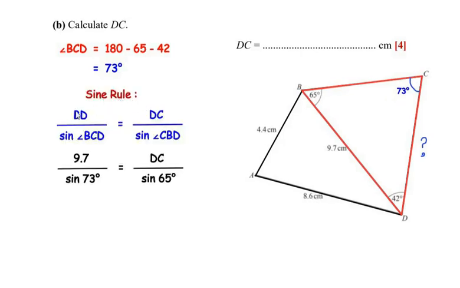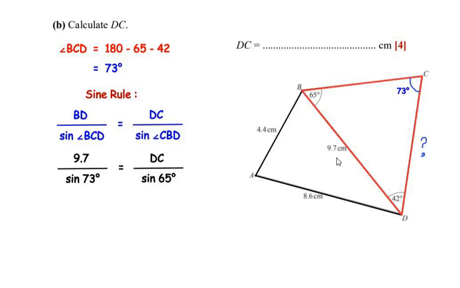So under the sine rule we have written the length of BD divided by the sine of the angle opposite to it, that is sine of angle BCD, is equal to the length of the missing side, that is DC, divided by the sine of the angle opposite to it, that is sine of angle CBD. Now once we have written the sine rule, we are going to plug in the values.